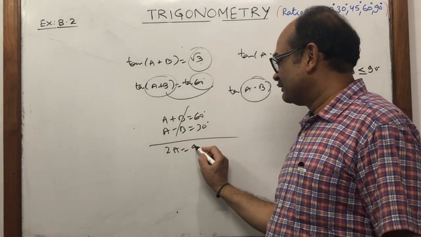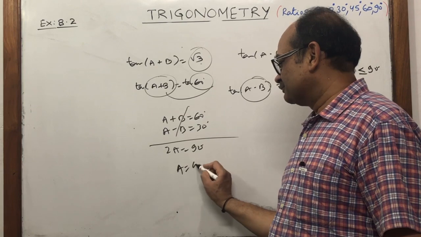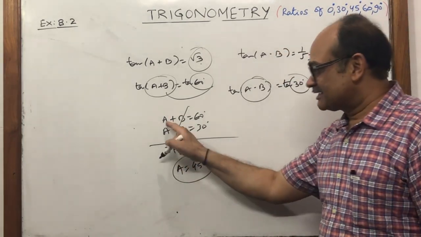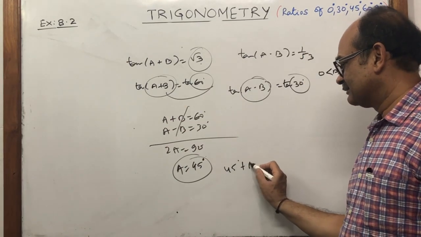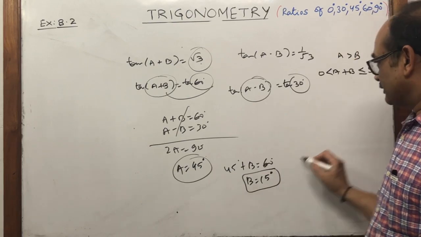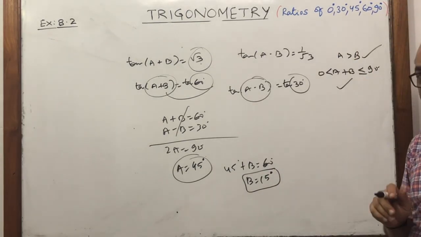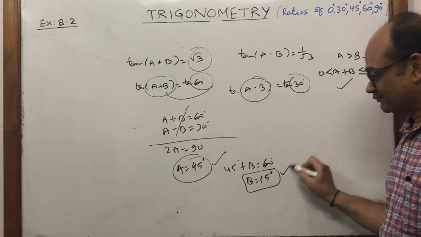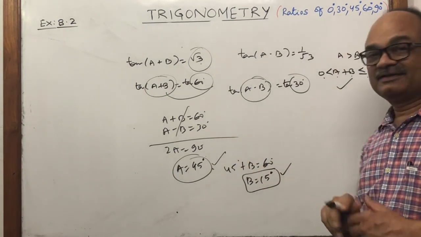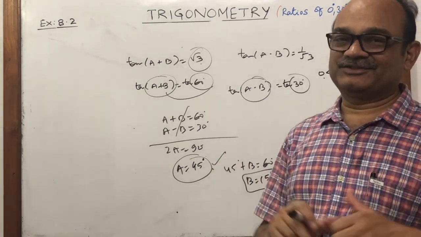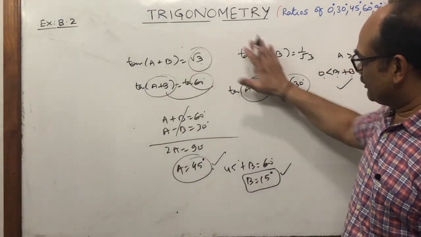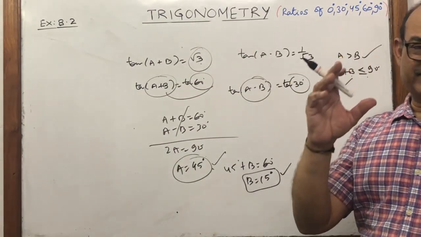And now you know the linear equations, chapter number 3. 2A equals 90 and A equals 45 degree. When A equals 45, substitute here. Hence B equals 15 degree. Now what are the limits we have? A greater than B, true. And A plus B lying between 0 to 90, total 60, lying between 0 to 90. Option is correct. So this type of questions are very important. The thing is you have to compare from the given values.